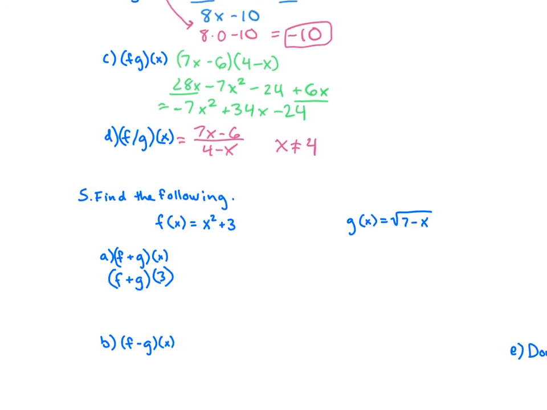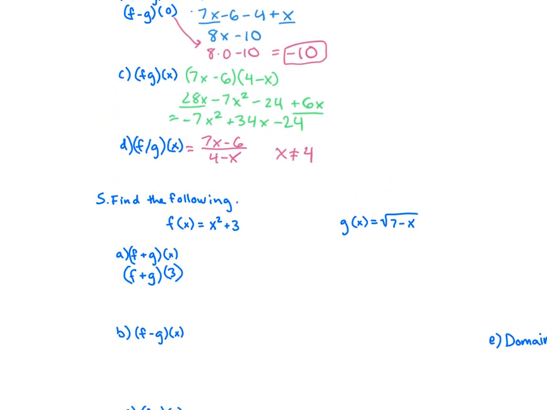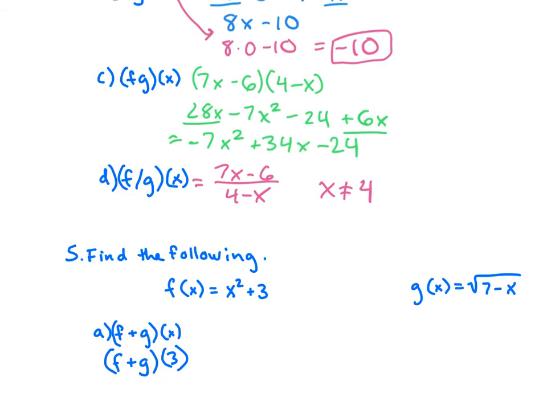Okay, I'm going to do the next one too. So for A, wait, yeah, Miss Carver, for D, you just left it like that? Yep. And just put that x can't equal 4? Yeah, we can't simplify this, so we just leave it like that. Okay.